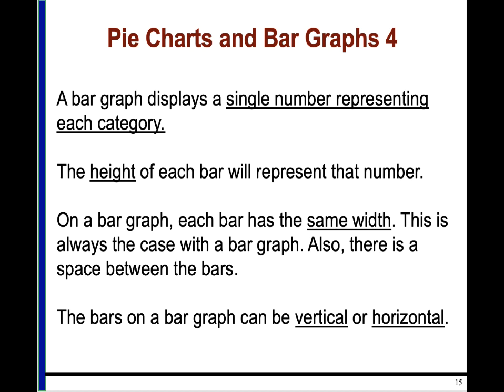On a bar graph, each bar has to have the same width. Otherwise, it's going to be misleading and violate what's called the area principle. It's important that the areas are proportional to the frequency of each category.